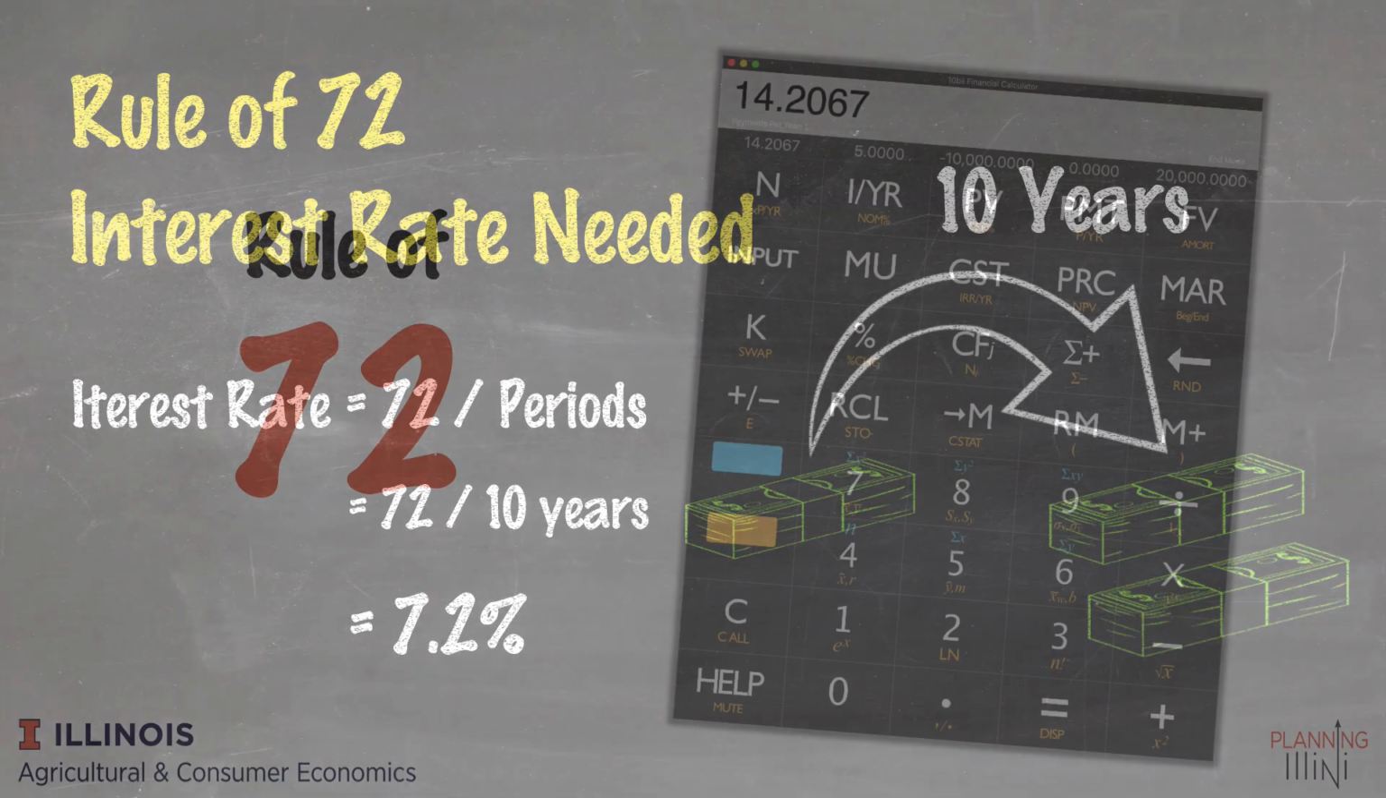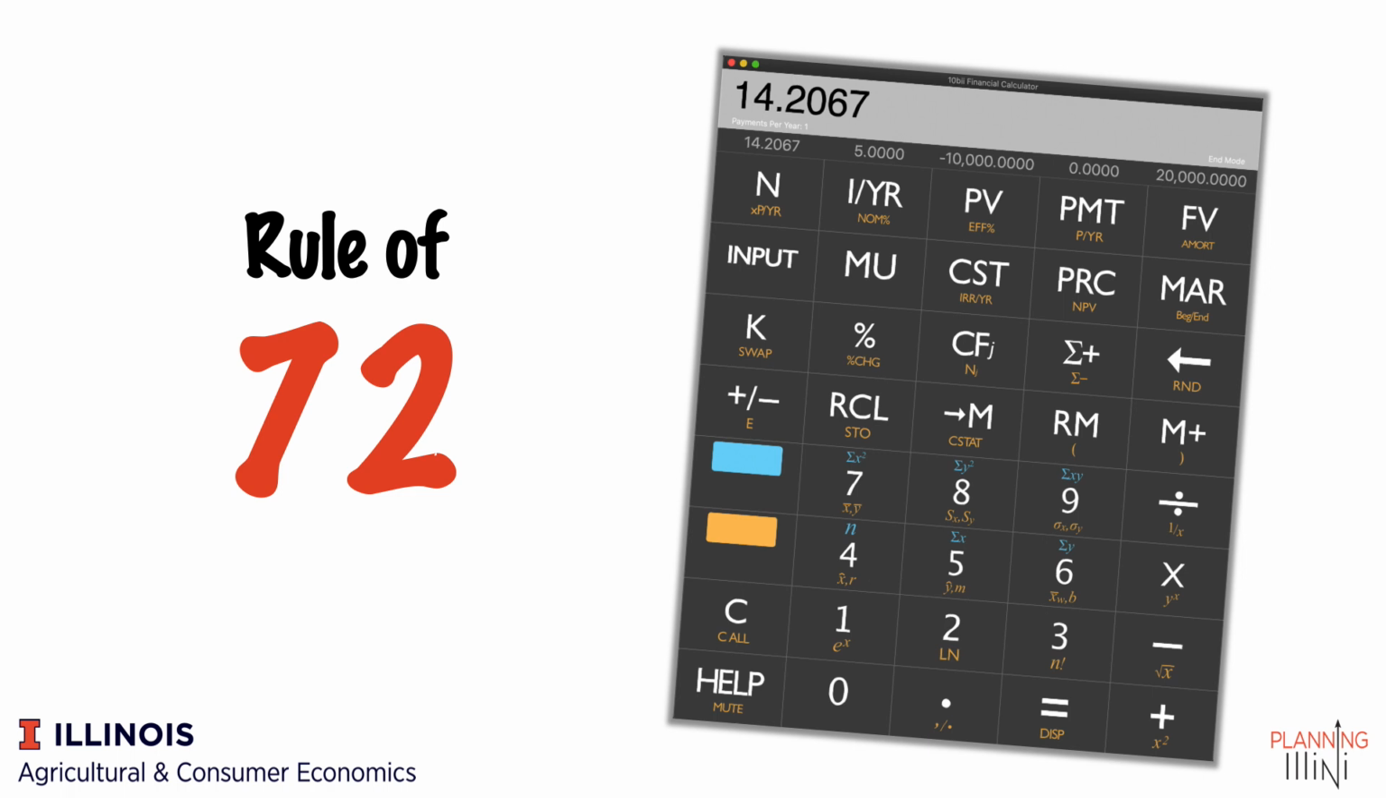The Rule of 72 gets you really close. It probably gets you close enough for an exam. I prefer the financial calculator, but if you're just kind of talking with somebody about investments over time, the Rule of 72 will get the job done.